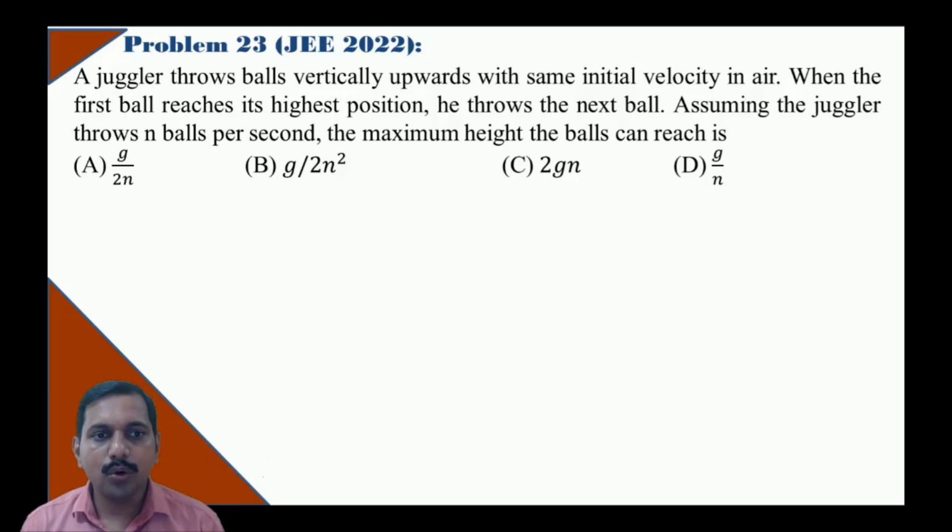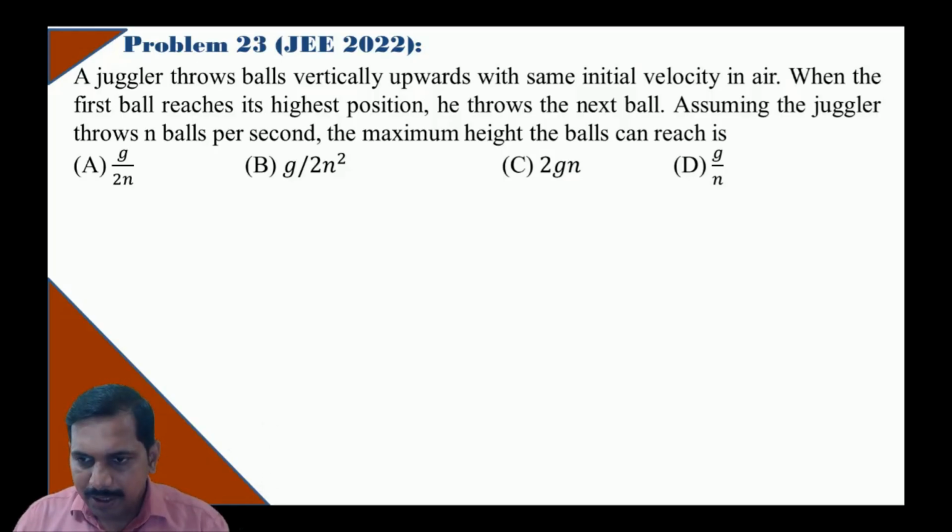A juggler throws balls vertically upwards with the same initial velocity in air. When the first ball reaches its highest position, he throws the next ball. Assuming the juggler throws n balls per second, the maximum height the balls can reach is.